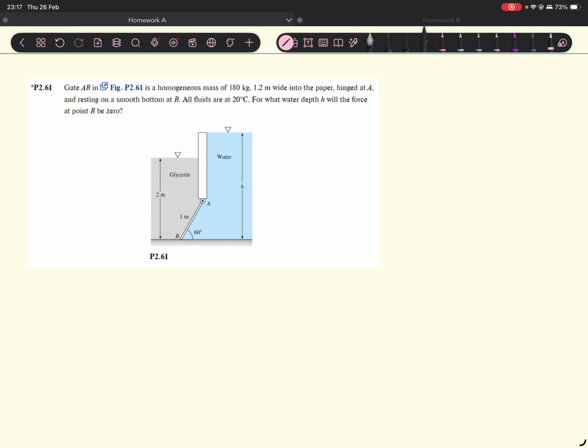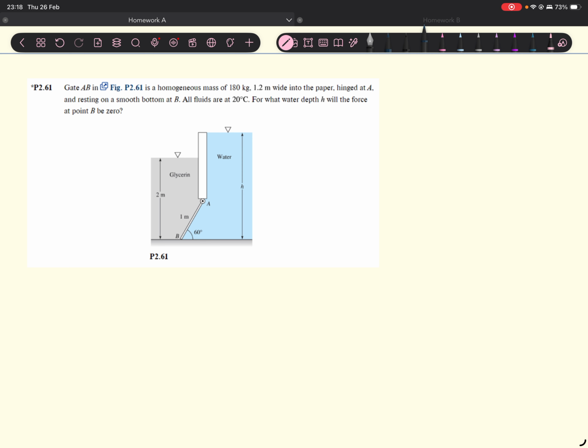Okay, so in this question we have a gate AB. This gate over here, we're told that it has a homogeneous mass of 180 kgs. We're told that it's 1.2 meters wide into the paper, and it's also hinged at A. We're also told that it's resting on a smooth bottom at point B, and all fluids are 20 degrees Celsius.